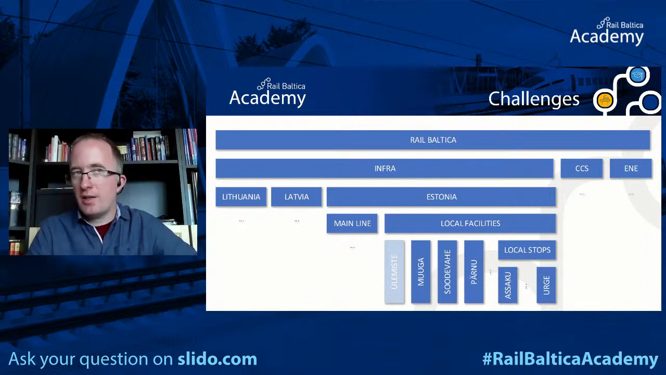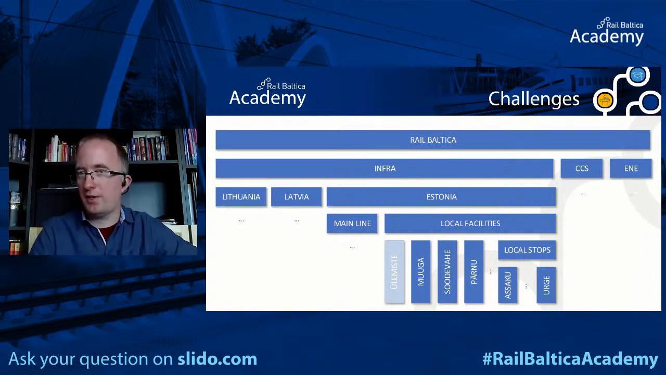The CCS and energy are managed by RB Rail, so by our global organization. The infra part is managed largely through the implementing bodies, one for Lithuania, one for Latvia, and RBE for Estonia. Within the infrastructure, there are slight differences between the mainline part of infrastructure and the local facilities. It's not the place to describe these differences, but there are differences regarding the design, for example. And as you can imagine, most of the hazards which we'll have in the future operation of Rail Baltica will be spread across this whole picture.